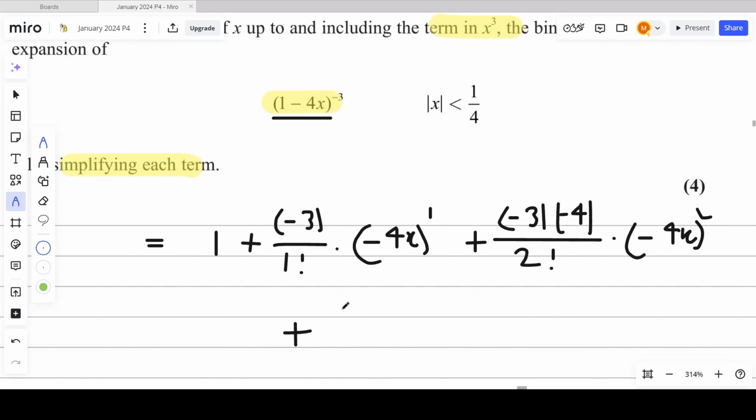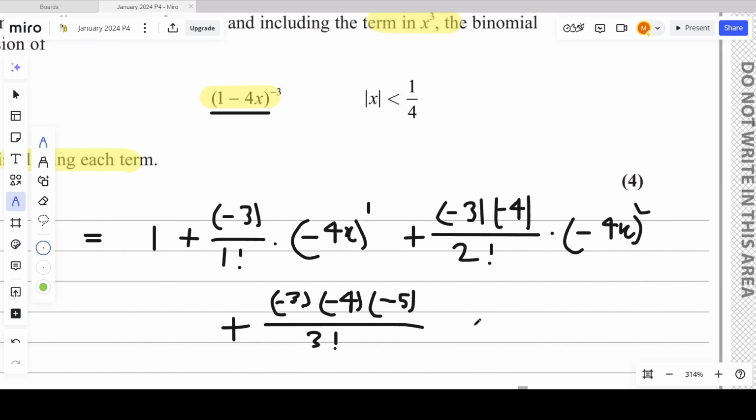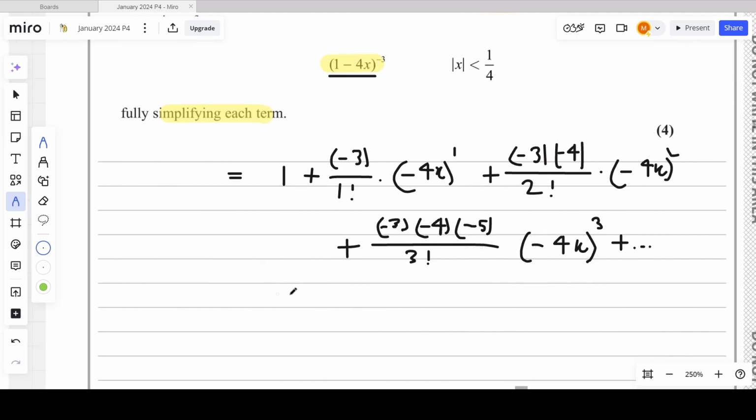So let's write the last term: negative 3 times negative 4 times negative 5 over, so we have 3 factors at the numerator, so we will have 3 factorial in the denominator. Since it is 3 factorial, the power of the second term multiplied would be cube. That's it, we will expand up till x cube.